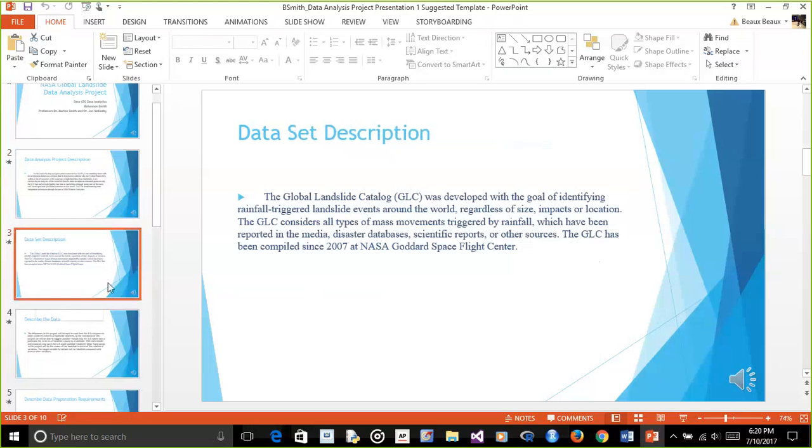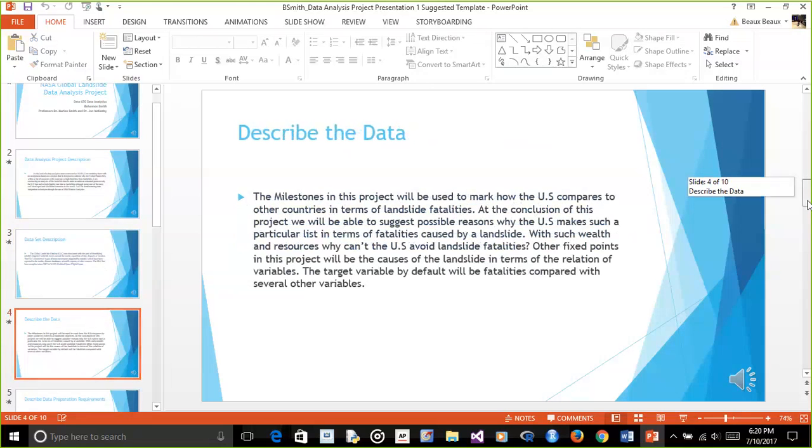I got this data from NASA. I collected it from earthdata.com, and it's been very helpful. NASA has given me a lot of angles to base it on, and this project will be used to mark how the U.S. compares to other countries in terms of landslide fatalities. I will be using six points in this project, such as the causes of the landslide in relation to variables such as the types of landslide, whether they're mudslides or snow avalanches, and the amount of precipitation involved in each country and geographical area.